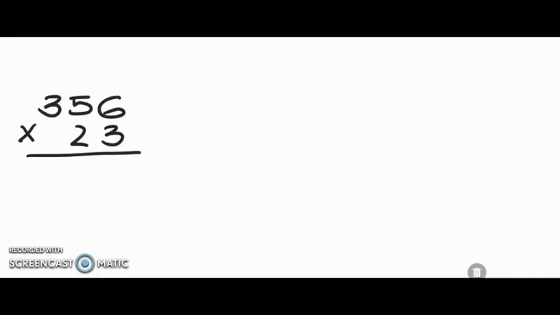Now, I'll show you guys how to multiply with a two-digit multiplier. Let's begin. What is 356 multiplied by 23? As you can see, there's a unit in the two-digit multiplier, and there are tens in the two-digit multiplier. We will begin with the unit in the two-digit multiplier. Since there is a two-digit multiplier, we will increase the number of steps.